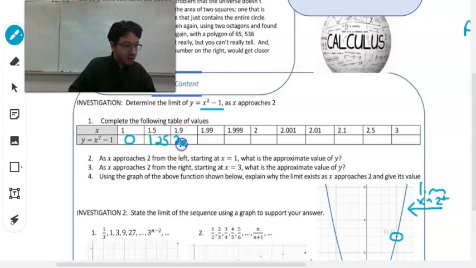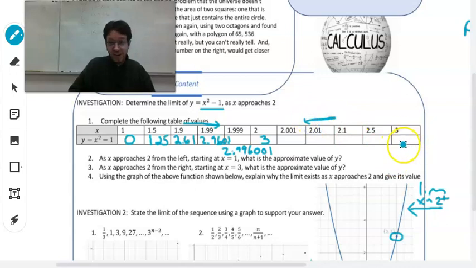1.9 would be 2.61, and I'm just plugging these into a calculator. 1.99 would be 2.9601. The next one, 1.999, I'm going to write this down here, would be 2.996001. So we can see that we're getting closer and closer to 3, as it appears. And in this case, you can actually just plug 2 in. You get 2 squared, which is 4, minus 1 is 3. So it should approach 3. The point is, it should approach 3 from both the left side and the right side.